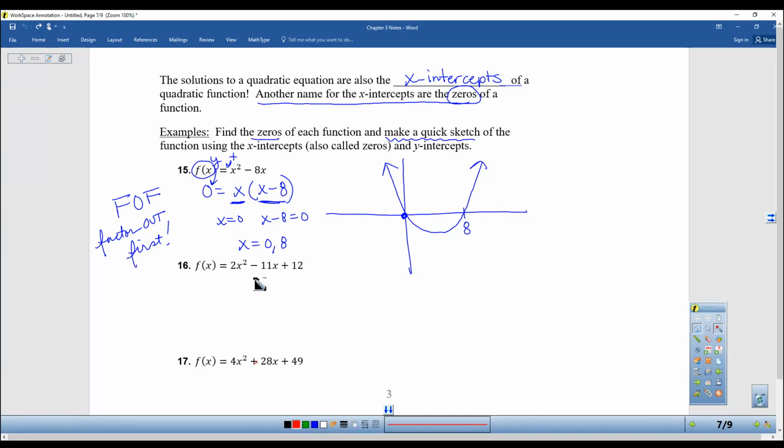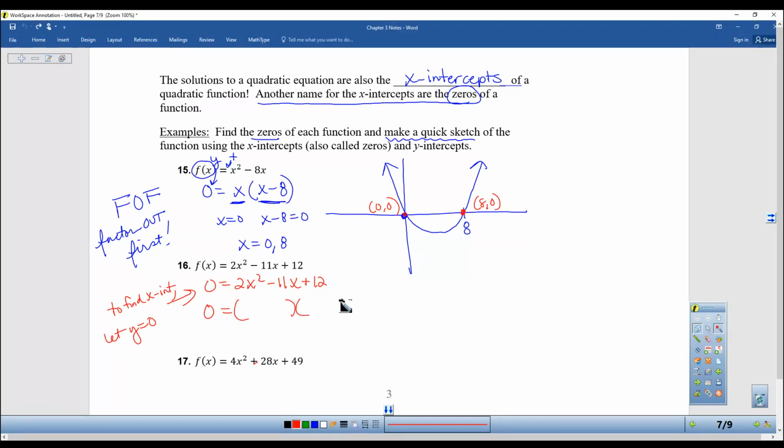Number 16, I set it equal to 0. That's how you find an x-intercept. Let y be equal to 0. Because at this moment, y is always going to be 0. When you're on the axis, the y coordinate is 0. So I'm going to let y be 0. 2x squared minus 11x plus 12.